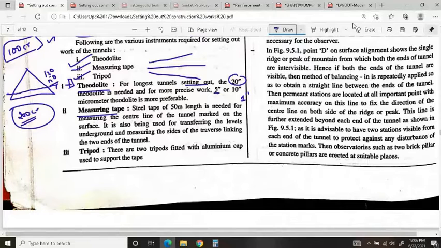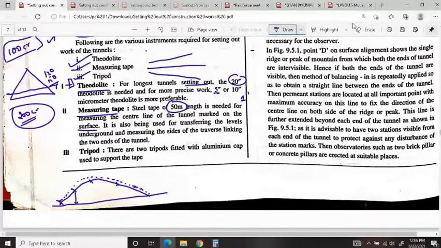Measuring tapes: a steel tape of 50 meter length is needed for the measurement of the center line of the tunnel marked on the surface. Means if this is your tunnel, we will take the measurement above the hill or mountain. Okay, this is called a surface measurement. Later on, say this is one control point, this is another control point, this is another control point. We will drop the control points by drilling or by any other method inside the tunnels.